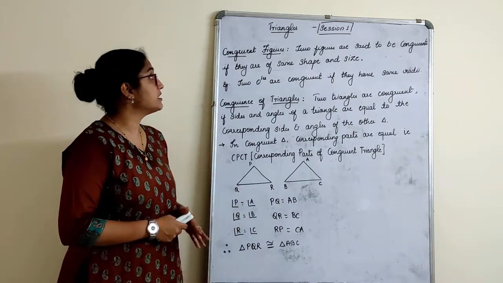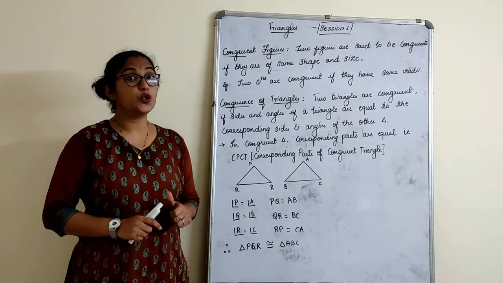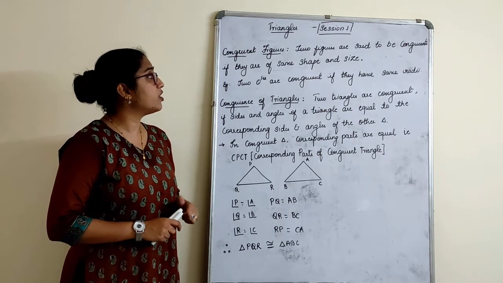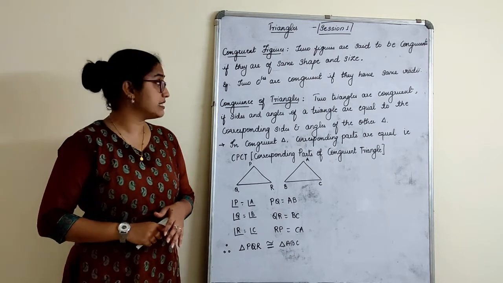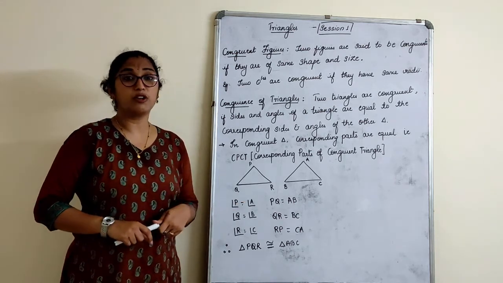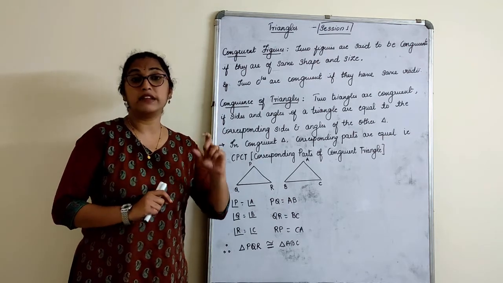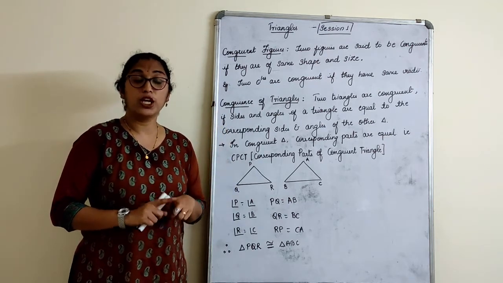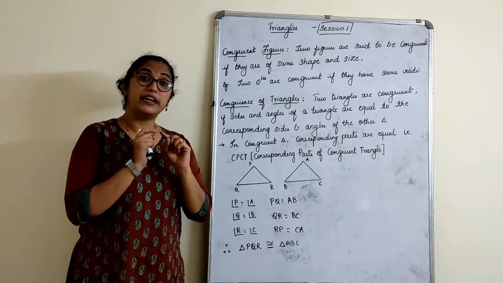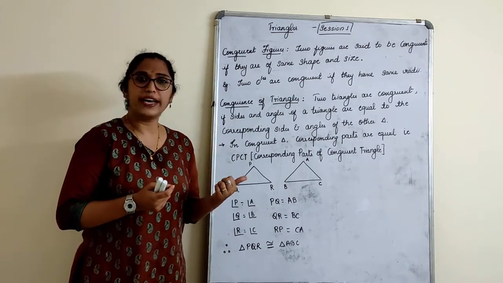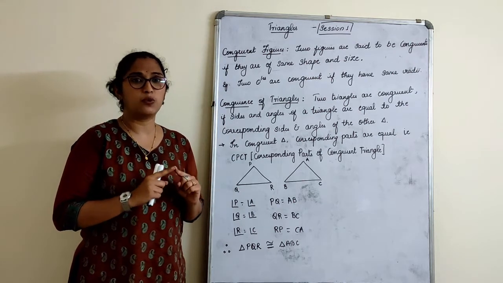Before that, let's first understand what we mean by congruent figures. Two figures are said to be congruent if they are of the same shape and size. That is, two circles are congruent if they have the same radii. Two squares are congruent if the measure of the side is the same. Two triangles are congruent if they have equal sides and angles, right? Because for squares, we all know that all angles are equal to 90.